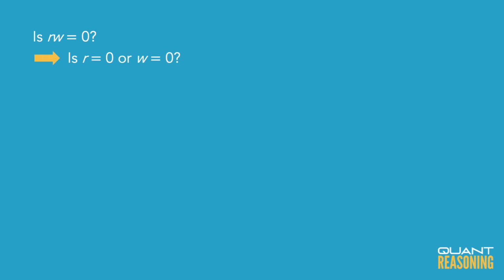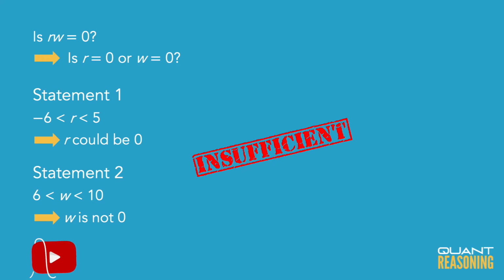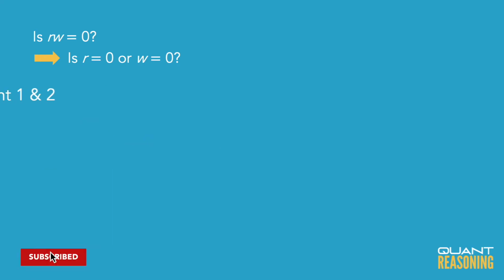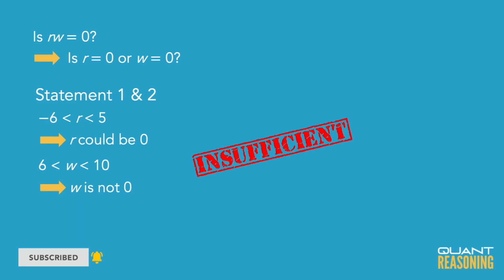Now looking at these statements, I'm kind of rephrasing statement 1 as R could be 0. And I'm rephrasing statement 2 as W is definitely not 0. But even if I combine these statements, I'm still left knowing that R could be 0, it may or may not be 0, and therefore their product may or may not be 0. So I'm going to go ahead and pick E and move on to the next one.